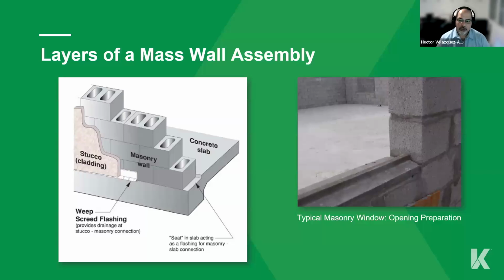Layers of mass of wall assembly, as you can see, and if you haven't seen your building from the inside, we've got the whip screed on the outside with the stucco. We've got our masonry wall and our concrete slab. Typically, you will have a seat where the CMU or masonry will be sitting. On our windows, we will have a sill system where the window will sit and will protect a little bit of the structure.